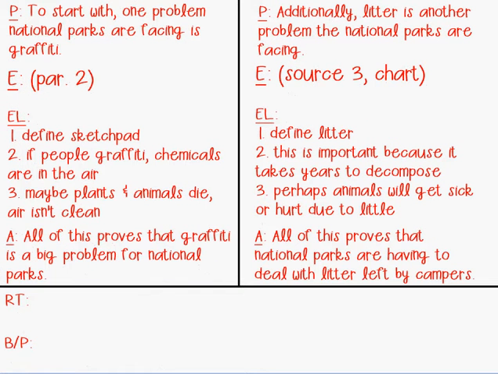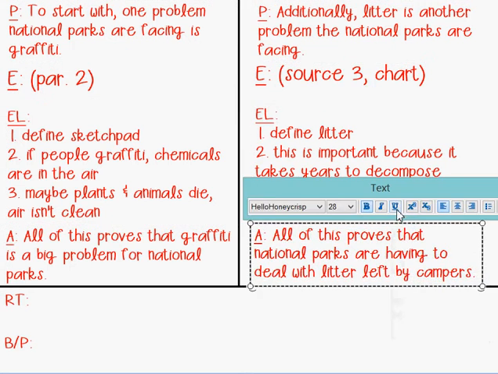So additionally, litter is another problem that national parks are facing. I have source 3, or I can use chart as my citation. I'm going to choose the word to define as litter, and I'm going to change it. Since here I used if-then, sentence number 2 on my point, my second PEEL, I want to use this is important because. And if I'm talking about litter being a problem, it's important because it can take years to decompose. And then my sentence number 3, I want to take it a step further. Why is it bad if it takes years to decompose? Well, perhaps animals will get sick or hurt due to, that should say, litter.